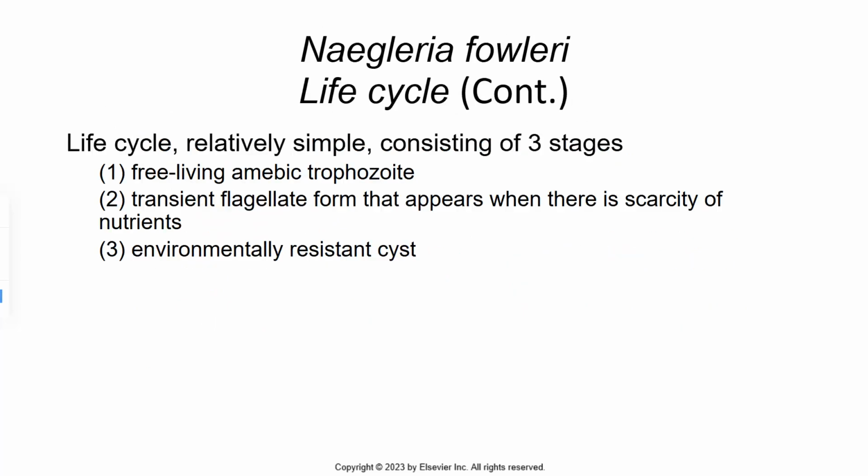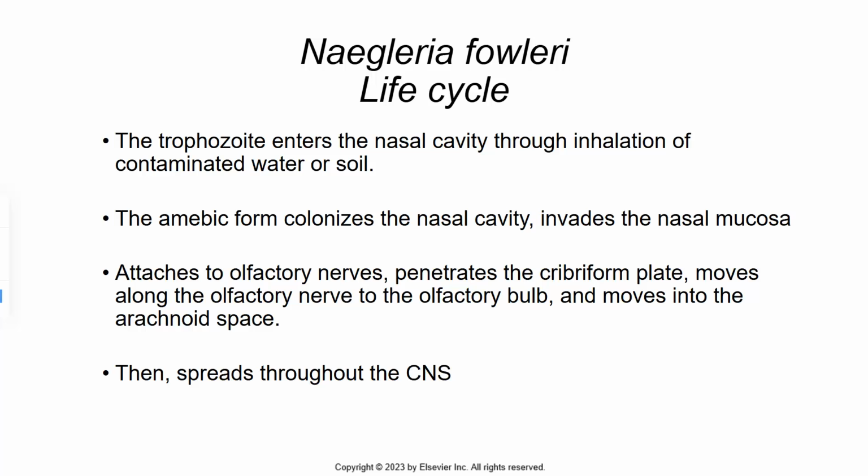Life cycle is relatively simple. There's the free-living amoebic trophozoite, the transient flagellate form that appears when there's scarcity of nutrients, and the environmentally resistant cyst. Trophozoite enters the nasal cavity through inhalation of contaminated water or soil. The amoebic form colonizes the nasal cavity and invades the nasal mucosa, attaches to olfactory nerves, penetrates the cribriform plate, moves along the olfactory nerve to the olfactory bulb, and moves into the arachnoid space, then spreads through the CNS.